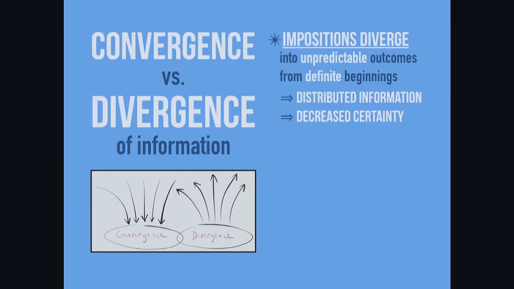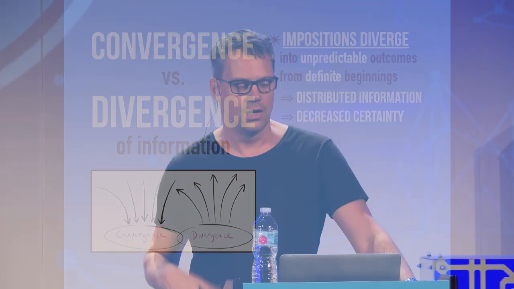It talks about impositions, and how impositions diverge into unpredictable outcomes from definite beginnings. It means that it goes from a certain state, where you know where you are now, to an uncertain state. This leads to decreased certainty and decreased stability in the system in general. While if you think about promises, they converge from unpredictable beginnings to a definite outcome.